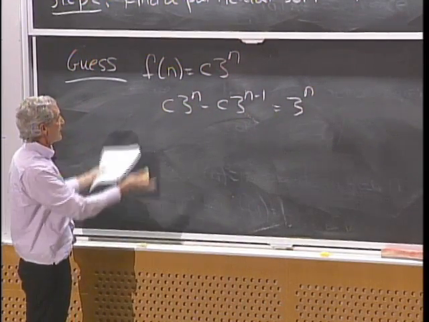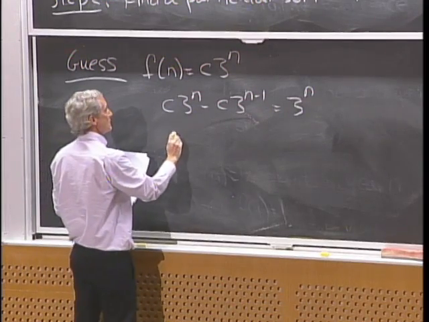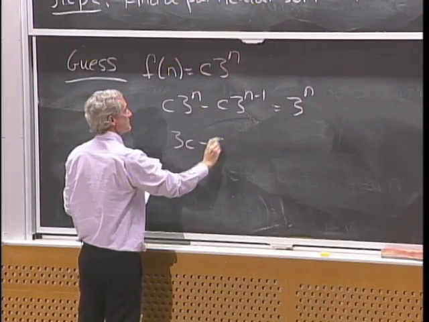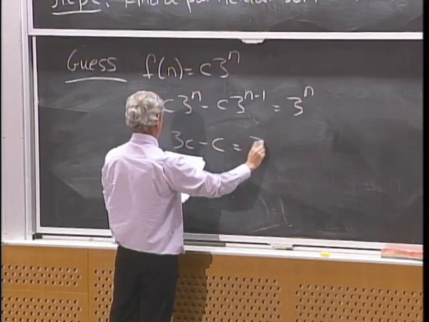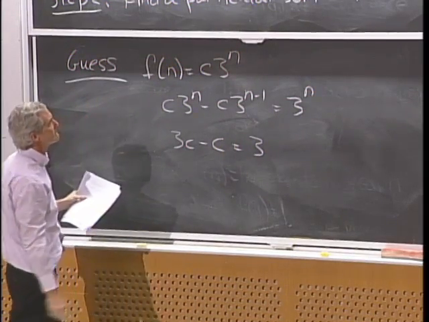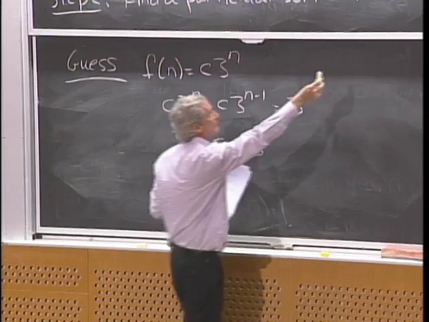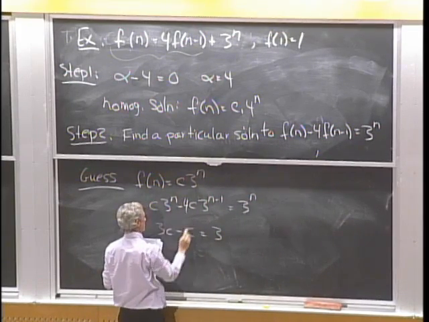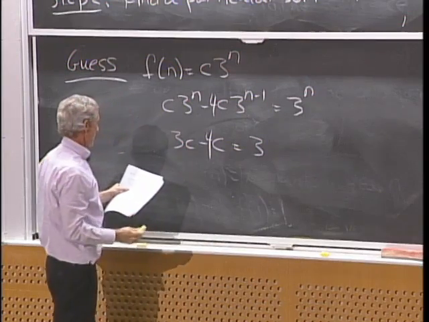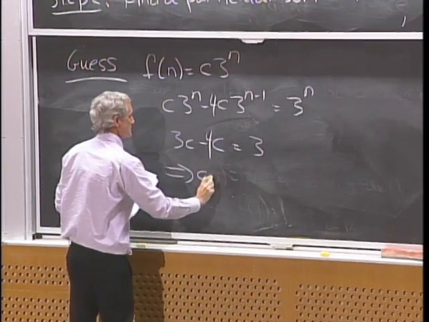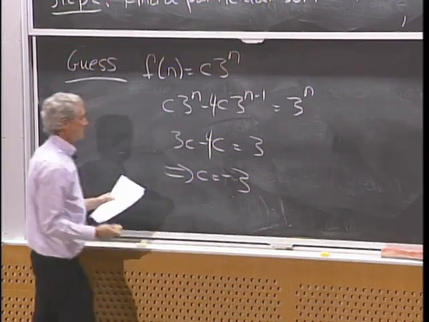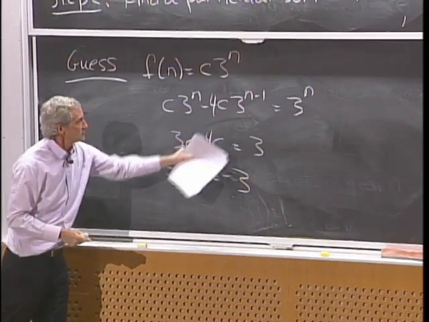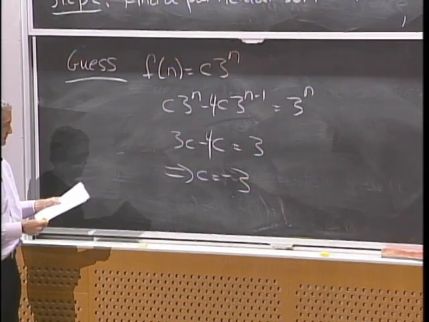All right, so let's divide by 3 to the n here. We get 3c minus c equals 3. Did I do that right? No, I left off my 4 here, right? Left off that, so there's 4 here. And that means that c is minus 3. Okay, because I get minus c equals 3, so c is minus 3.